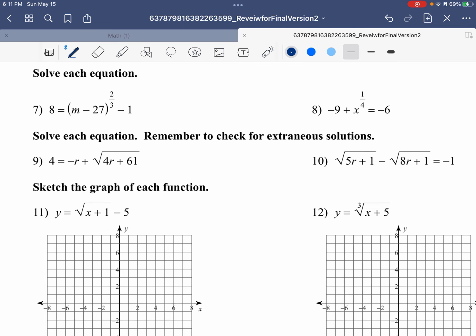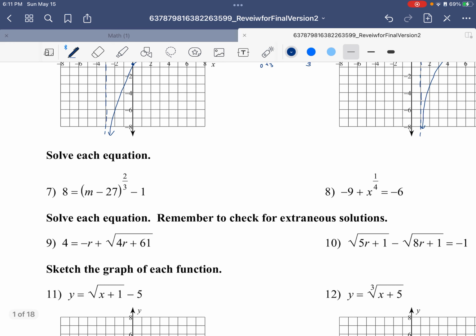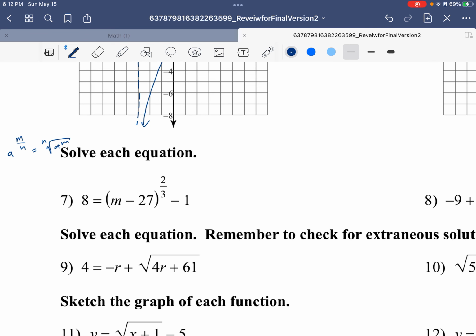So this goes way back to the beginning of the year, but we had that equation a to the m over n is equal to the nth root of a to the m. Keeping that in mind will help us solve for these equations.